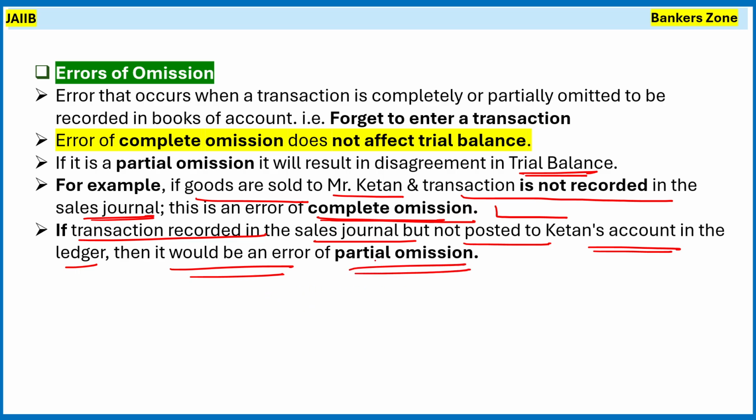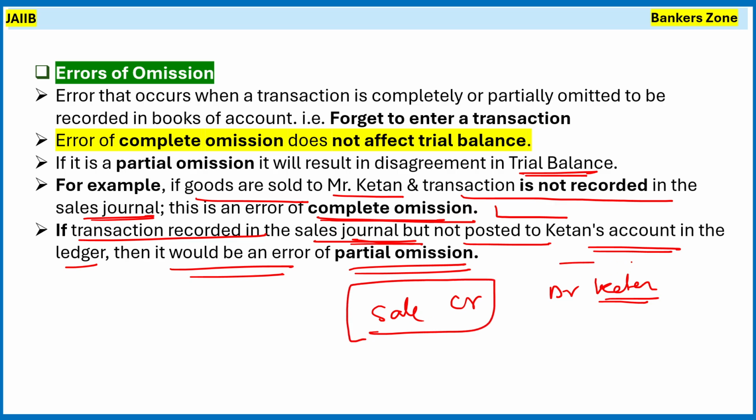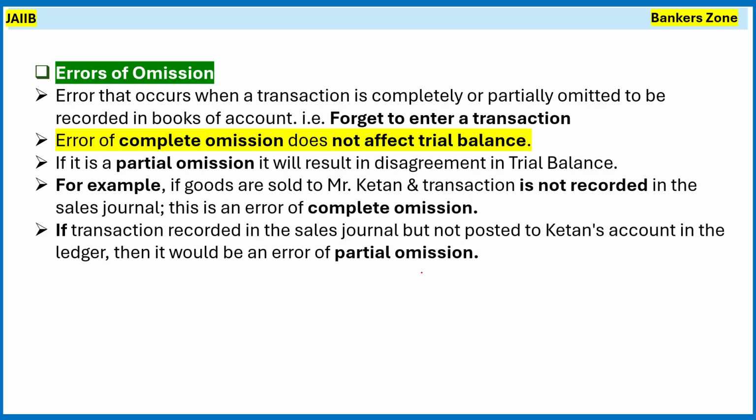Means what? If sales is happening, how are we doing the entry? If sales is happening, we will credit sales, right? And we will debit Ketan's account, right? So what you did is that sales entry, but you did not debit Ketan. That means obviously the credit will be more and the debit will be less. In that case, what can you say? It is the partial omission. So these are the best examples.